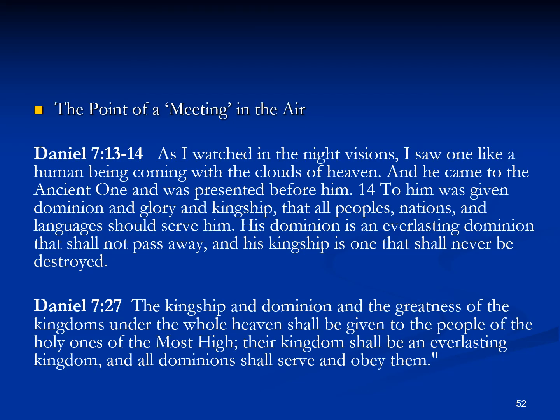In Daniel 7:13 to 14, we read that, as I watched in the night visions, I saw one like a human being coming with the clouds of heaven, and he came to the Ancient One and was presented before him. To him was given dominion and glory and kingship, that all peoples, nations, and languages should serve him. His dominion is an everlasting dominion that shall not pass away, and his kingship is one that shall never be destroyed.